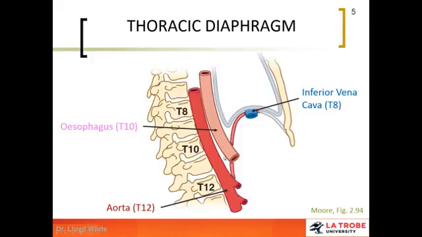So the thoracic diaphragm at rest is domed up like this. However, when the diaphragm contracts, the diaphragm will end up flattening out, and so that is going to draw the lungs downwards and increase the volume of the thorax and allow air to rush into the lungs.